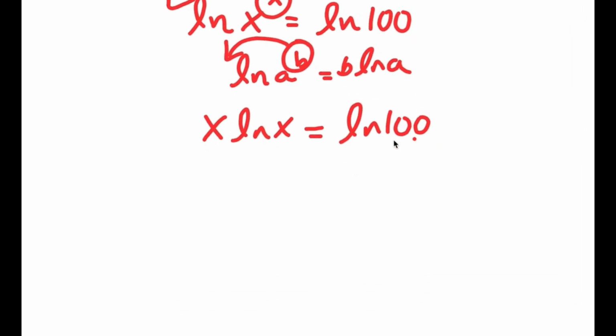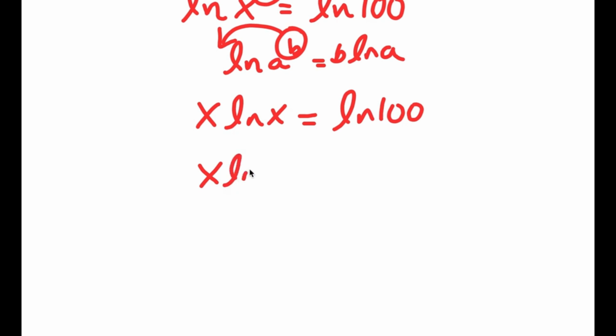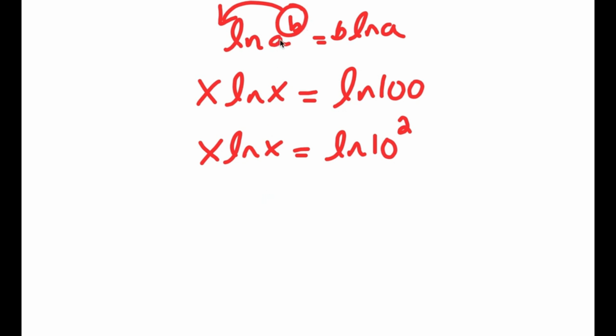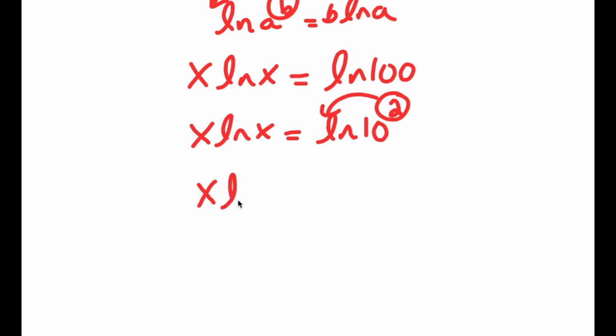Now ln 100, that's the same thing as ln of 10 squared. So I get x times ln x is equal to ln of 10 squared. And if I have something in the form ln of a to the power of b, again, I can move the 2 to the front, so I get x times ln x is equal to 2 times ln 10.